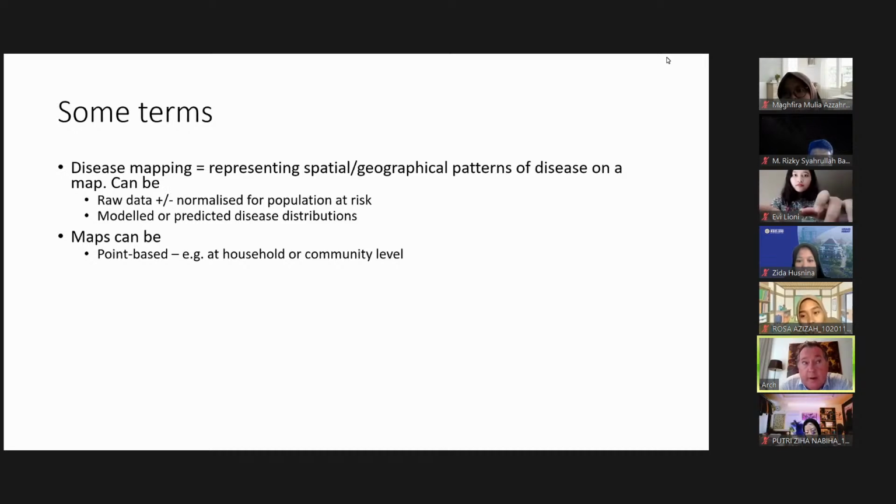locations to plot across a map the locations where the data have been observed, and then you might map things like prevalence.